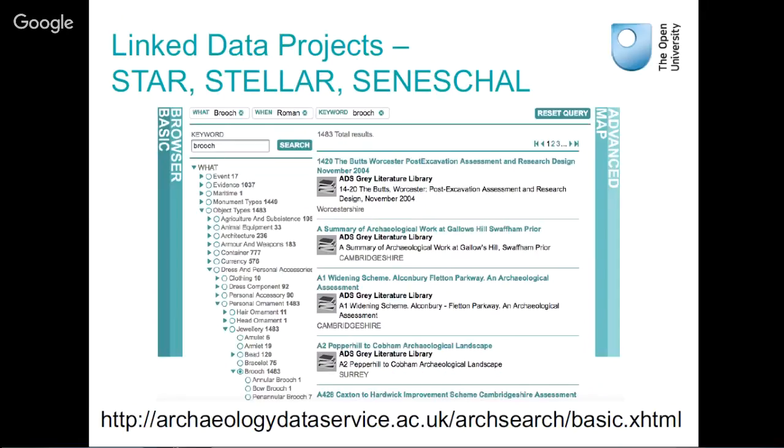And when I typed in my search, which is brooch, I'm looking for a Roman brooch. This is the interface that I'm presented with. So you're able to refine your search by the categories of what, when, and where. So what, you can look through all the different types of objects or monuments and really drill down through this hierarchy to quite a detailed level to be able to find exactly what you're looking for.